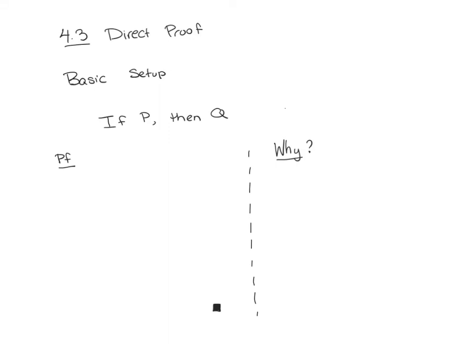Section 4.3 covers the topic of direct proof. So let's talk about the basic setup of a direct proof. A direct proof is a proof technique that allows us to prove conditional statements, so statements of the form if P then Q.